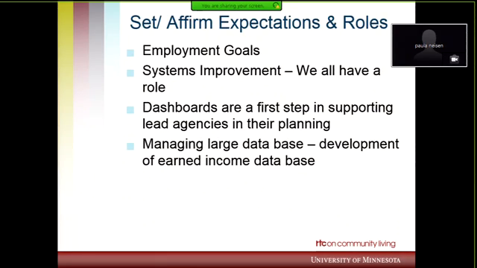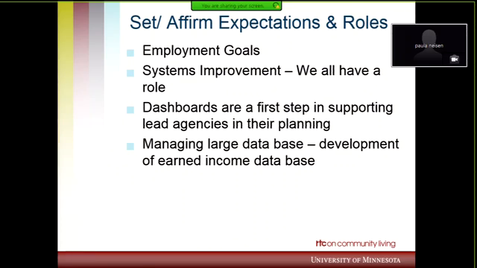So when we think about affirming expectations and roles, we are working with counties in terms of a competitive employment goal. It's a part of what we call affectionately our Olmstead Fair Share goals. We all have a role in this. For people who are saying they want a job and they want to go to work, how can we support them?